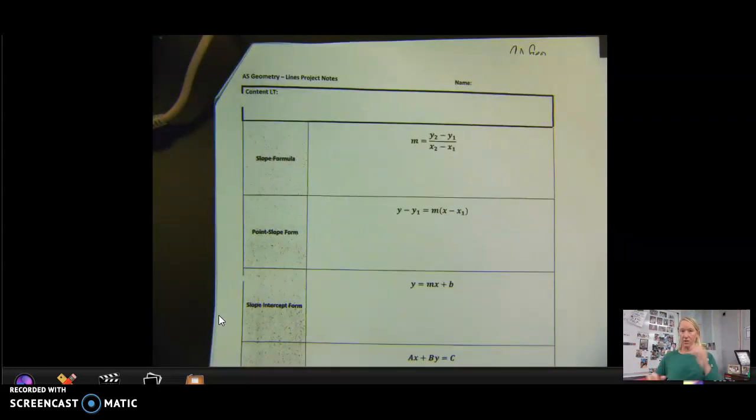The first sheet we're going to go over is the lines project. The lines project is in today's folder. It is not due until Friday, November 20th, so you have almost a week and a half to complete it. It's on your own time. You may have time in class to work on it, you may not.